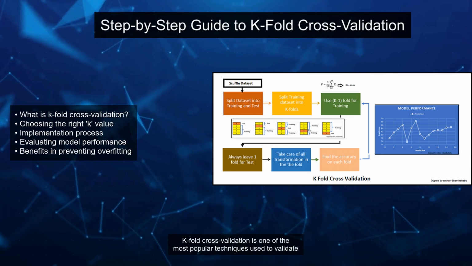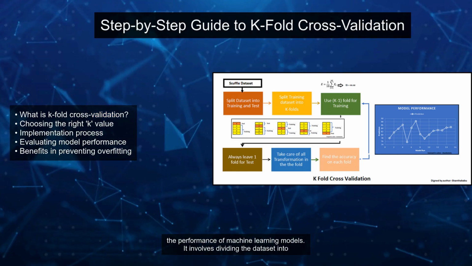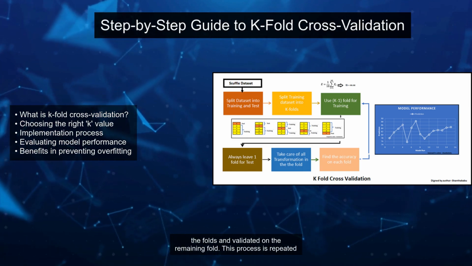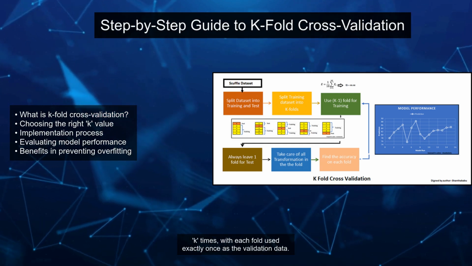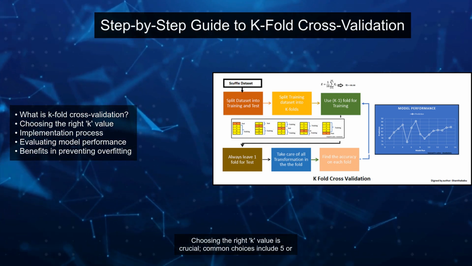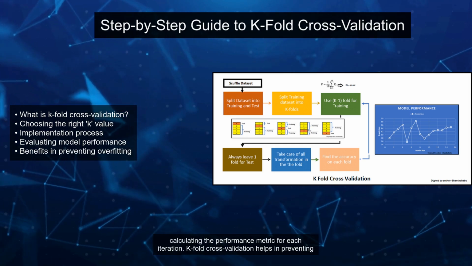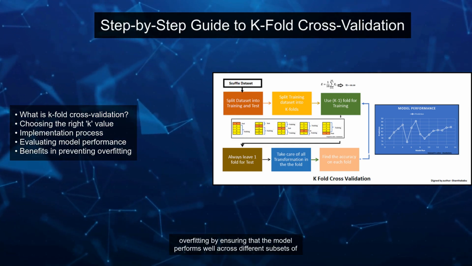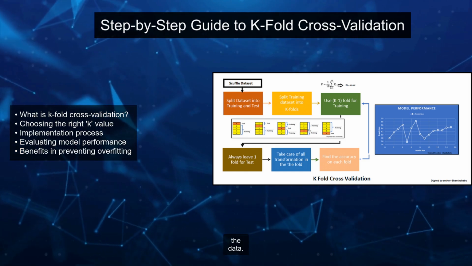K-fold cross-validation is one of the most popular techniques used to validate the performance of machine learning models. It involves dividing the dataset into K smaller sets, or folds. The model is trained using K minus one of the folds and validated on the remaining fold. This process is repeated K times, with each fold used exactly once as the validation data. Choosing the right K value is crucial. Common choices include 5 or 10. The implementation involves iterating over the folds, training the model, and calculating the performance metric for each iteration. K-fold cross-validation helps in preventing overfitting by ensuring that the model performs well across different subsets of the data.